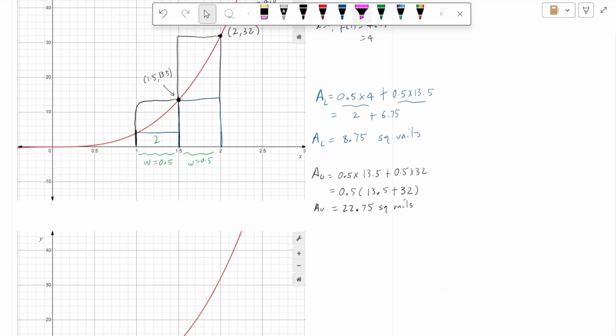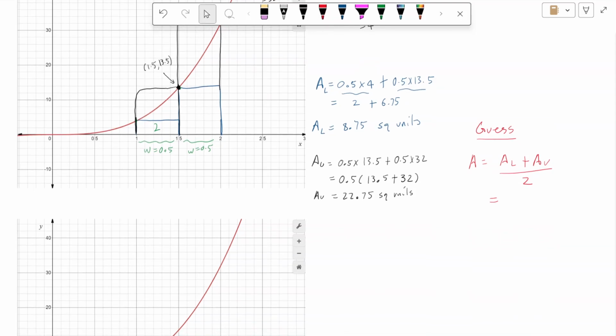Now, if we want to take sort of a guess at the area, basically we just take the average. So area is area lower plus area upper over 2. You literally just average out the two areas and you get something halfway in between 8.75 and 22.75.